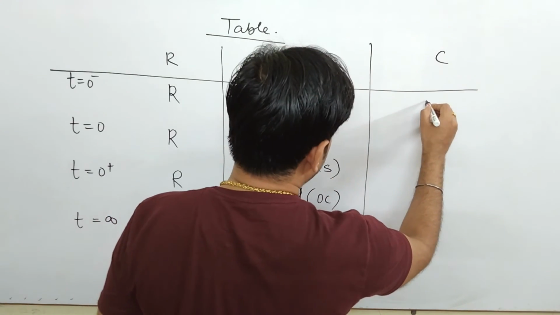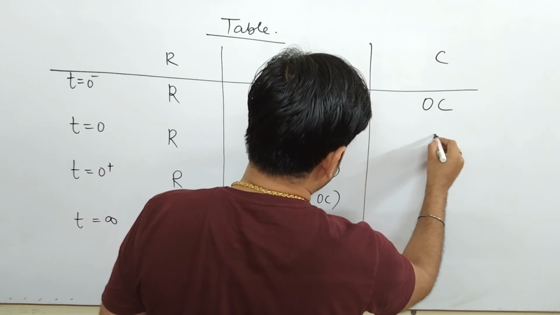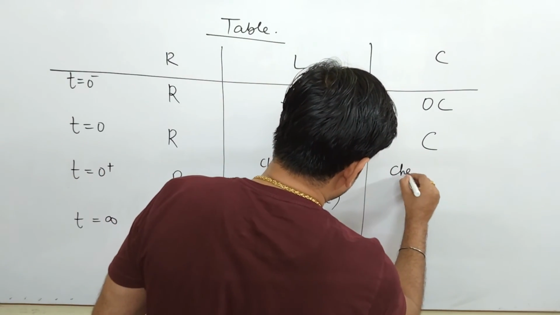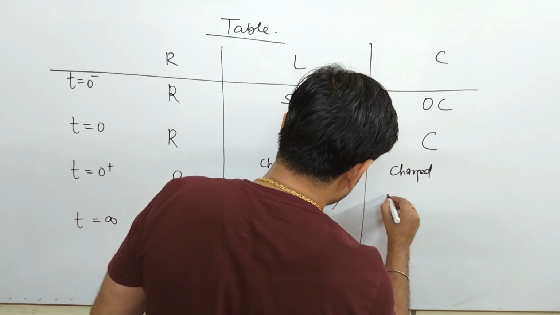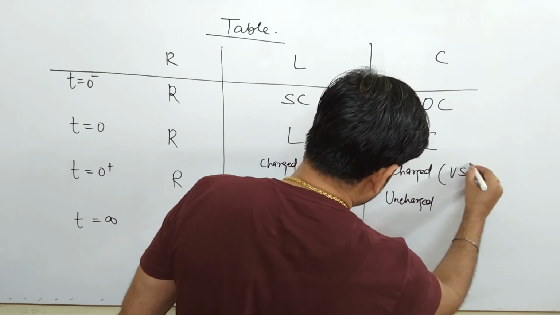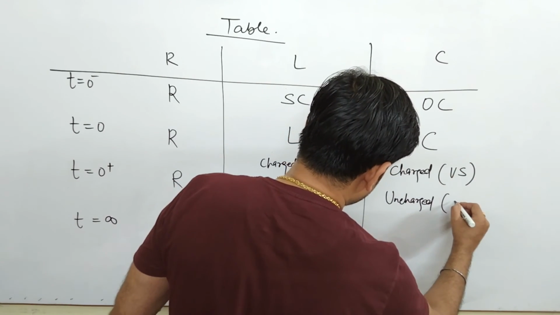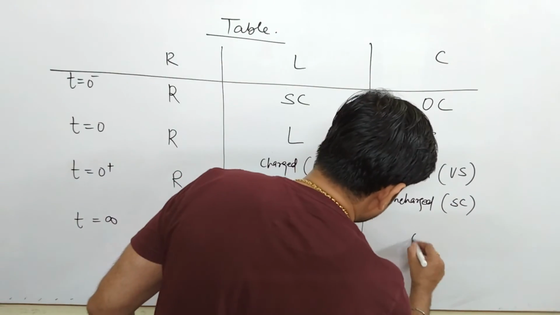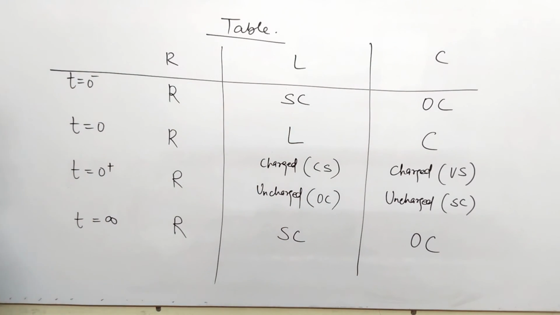If you talk about the capacitor at t equal to 0 negative, it behaves like an open circuit. At t equal to 0, for finding out the solution, it remains as C. At t equal to 0 positive, again two conditions, charged and uncharged. If it is charged, it behaves like a voltage source, and if it is uncharged, it behaves like a short circuit. And at t equal to infinite, it behaves like an open circuit. So this is the one table which is largely applicable while solving all types of initial condition problems. So you must remember this.